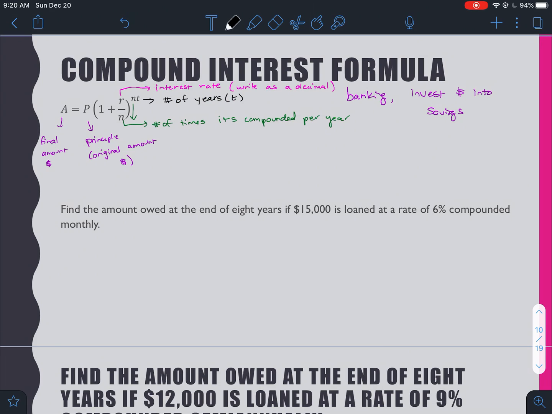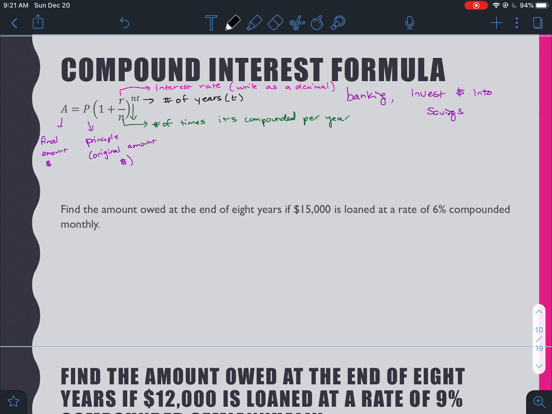And then T is the number of years. So that's what all of those different variables mean in this problem. A is the final amount of money that you would have in your account. P is the principal, the original amount of money that you invest. R is the interest rate, which we write as a decimal. N is the number of times your money is compounded per year. And T is the number of years that your money is in that account.